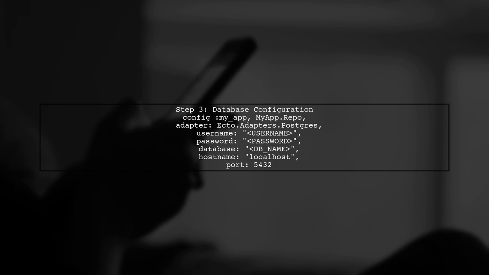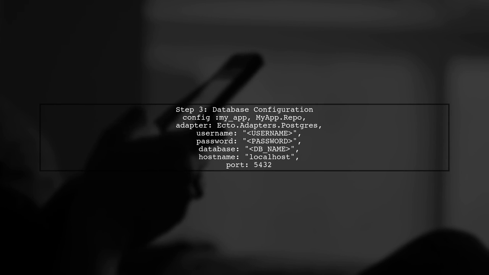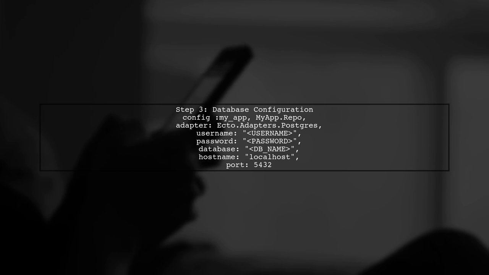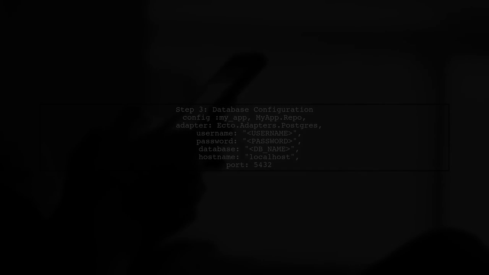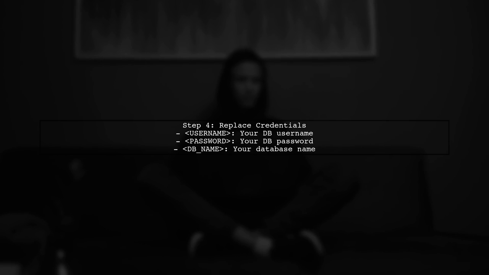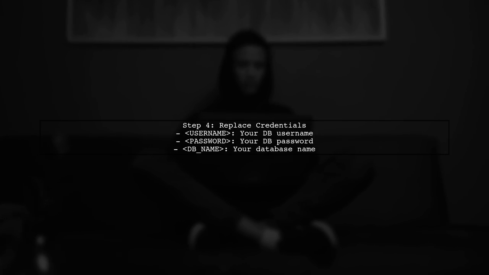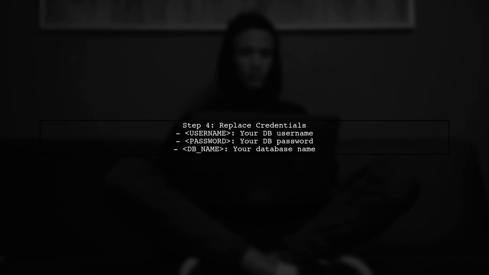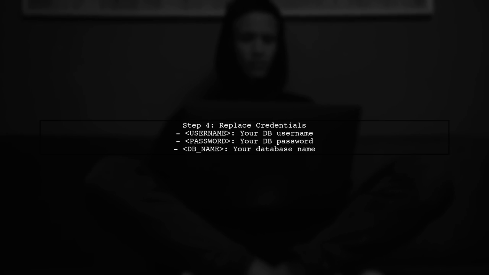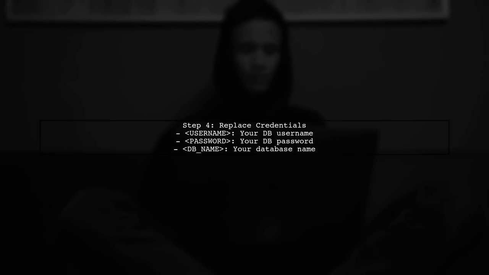Next, you need to set the connection string in your Elixir application. Use the following format for your database configuration in the config file. Make sure to replace username, password, and DB name with your actual database credentials. Also, ensure that the Cloud SQL instance is set to allow connections from your App Engine instance.